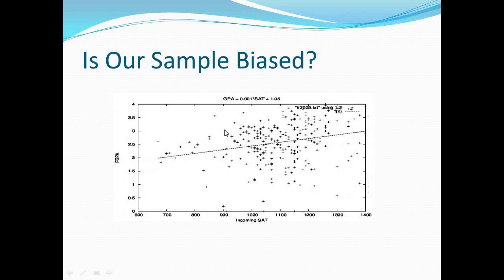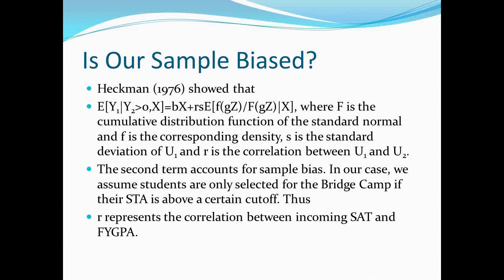We have the next slide, please. So, go back to the previous slide, sorry. Okay, and the Heckman work in 1976 showed that essentially what you're looking at is this term, a complicated expression, but there's that term R, which is really the correlation between your selection variables and your main variable. The variables that you have in Y2, which determine your selection, and the variables that you have in Y1, which is your main model. And in our case, that's really SAT, and Y1 is your first-year GPA, let's say. And so you're really looking for the correlation between incoming SAT and first-year GPA.